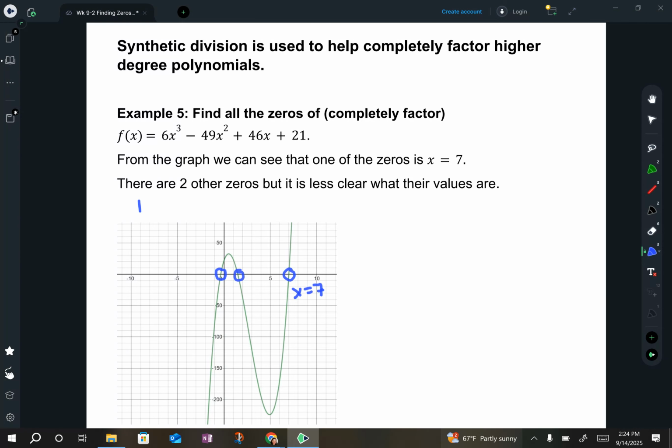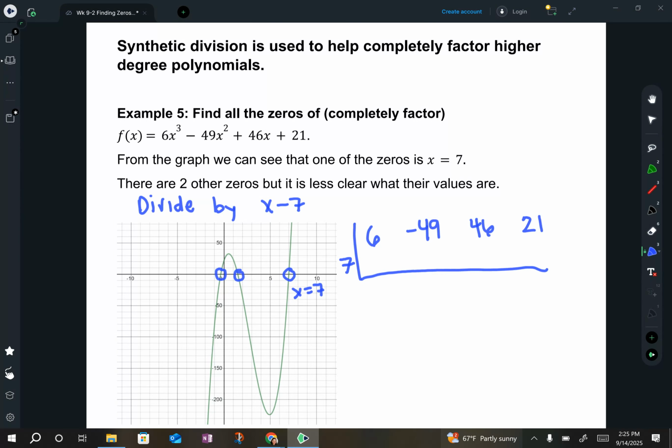So I'm going to divide f of x using synthetic division by the linear factor x minus 7. So 6x cubed minus 49x squared plus 46x plus 21. And I had terms for each of the powers of x, so I don't need any placeholders. My root is 7, so 7 goes here. All right, so 6 comes down.